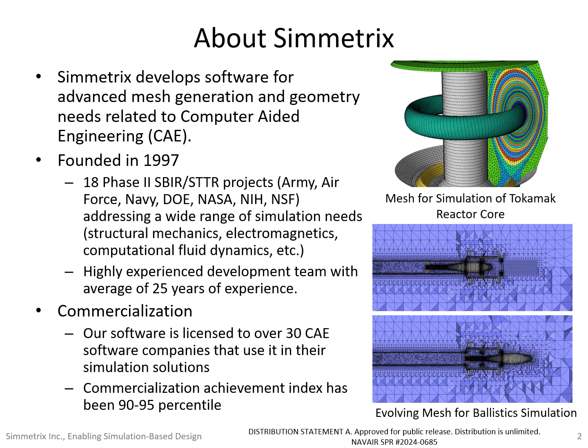Before getting into details of this development and the needs that this technology addresses, please allow us to provide some information about our company and our products. Simmetrix develops software for computer-aided engineering, or CAE applications, such as advanced mesh generation and geometric representations of engineering structures. Over more than 25 years since its founding, Simmetrix was the recipient of 18 Phase 2 SBIR and STTR projects from various agencies. Currently, our software is licensed to over 30 CAE software companies that make use of our functionality in their tool development. The commercialization achievement index of our products has been in the 90th to 95th percentile.